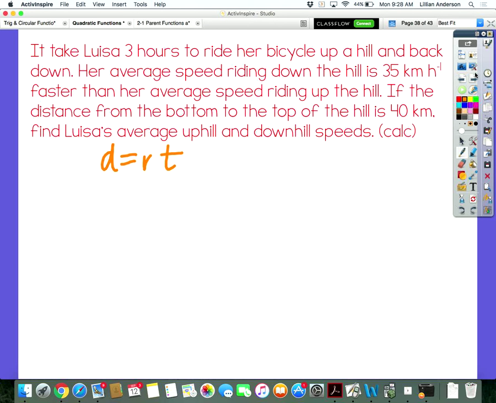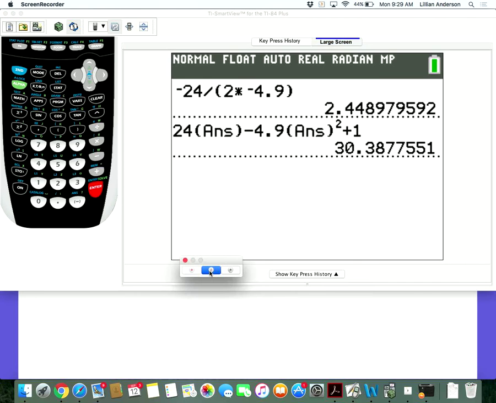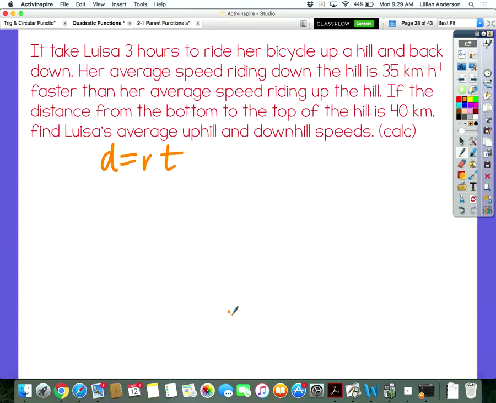Now for this one, it says it takes Louisa 3 hours to ride her bicycle up the hill and back down. Her average speed riding down the hill is 35 kilometers per hour faster than her average speed riding up the hill. So she's going faster going down than she is going up. And it says the distance from the bottom of the hill to the top is 40 kilometers. Find Louisa's average uphill and downhill speeds. It was a calculator problem, and I gave you a hint here on how to go about doing this.